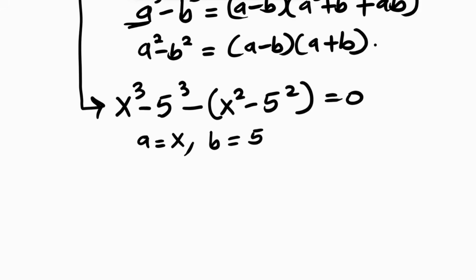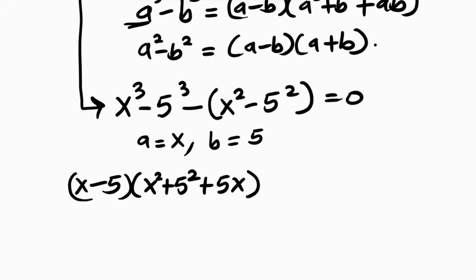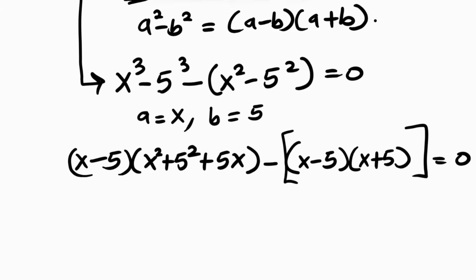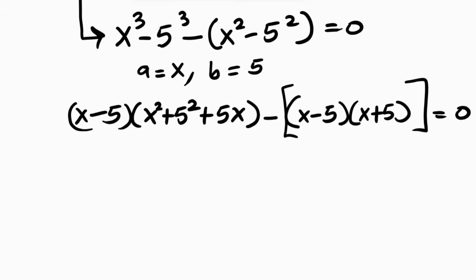So we have x minus 5 into x squared plus 5 squared plus 5x, minus x minus 5 times x plus 5, equals 0. So now we can factor out x minus 5.